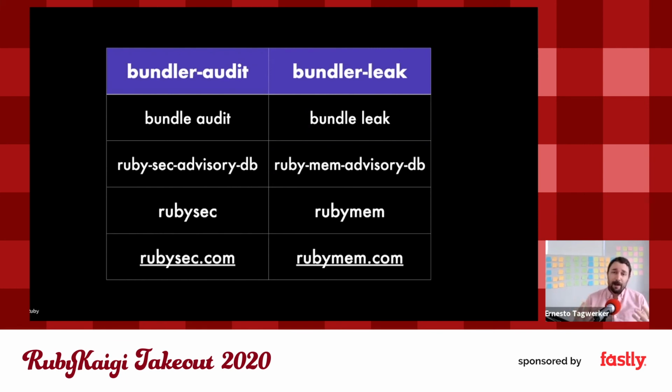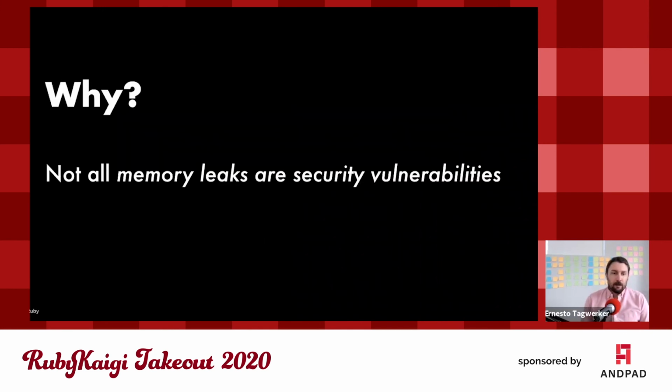And one note about this is that RubySec and RubyMem are not connected at all. RubyMem just forked RubySec and used the same idea, but as a source of data, it used known leaky gems. So why isn't RubyMem part of RubySec? Well, the truth is that not all memory leaks are security vulnerabilities. Some might be, and maybe it's a good idea to integrate both projects, but many of them are not actually a security issue.